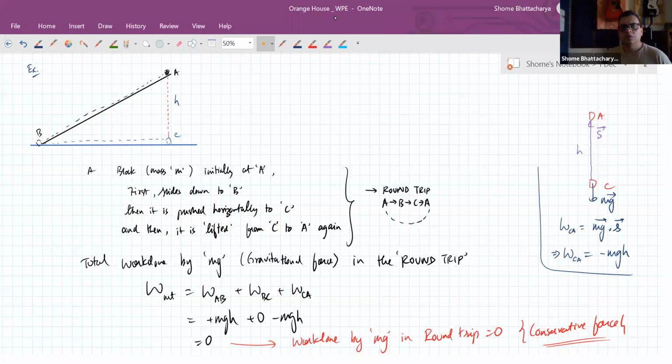Okay, so hope all of you have understood this example. So with this, we will conclude today's session here today. Next time we will understand the definition of non-conservative forces, and basically we'll see that it is just the opposite of conservative force. That means if the work done depends on the path, then it is a non-conservative force, or if the work done in a round trip is not equal to zero, then it is a non-conservative force.